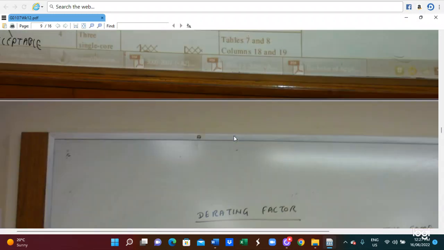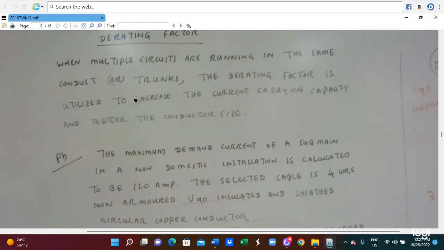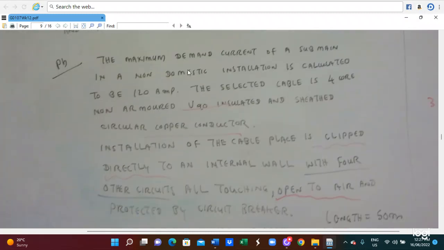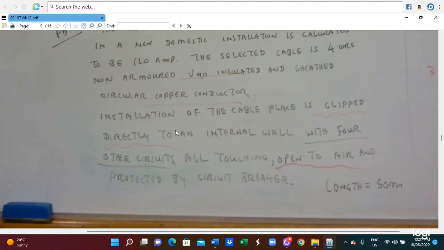This is the application of the derating factor. The derating factor applies when multiple circuits are running in the same conduit or trunk. The derating factor is utilized to increase the current carrying capacity and also the conductor size. In this case, our maximum demand current of the circuit in the non-domestic installation is calculated to be 120 ampere. The selected cable is a 4-core non-armoured B90 insulated, with circular copper conductors. The cable is clipped directly to the internal wall, with four other circuits touching, open to the air and protected by a circuit breaker. The length is 50 meter.